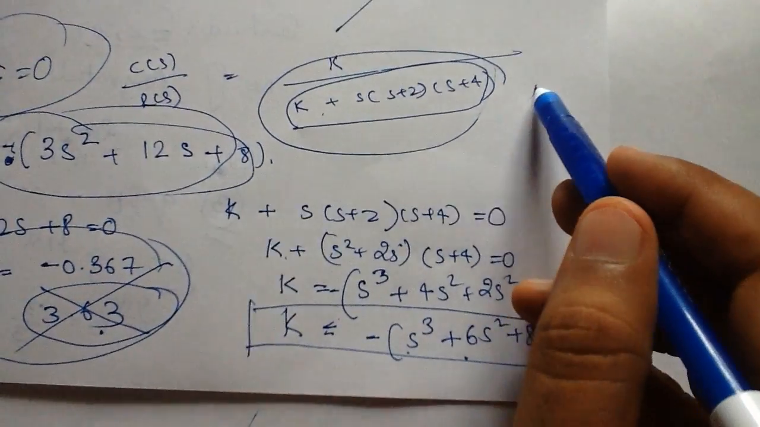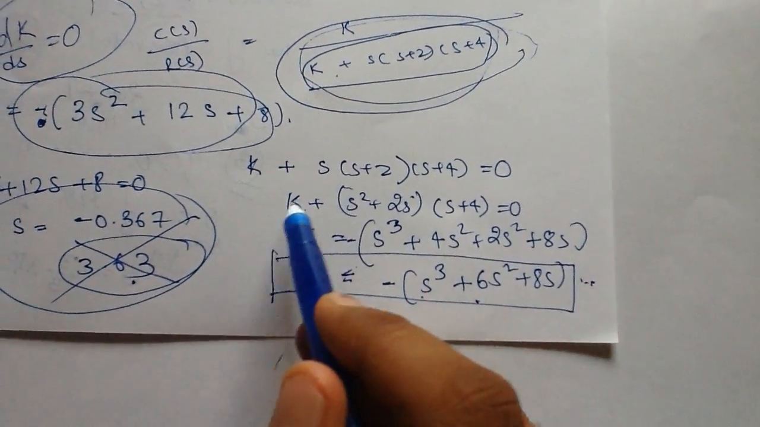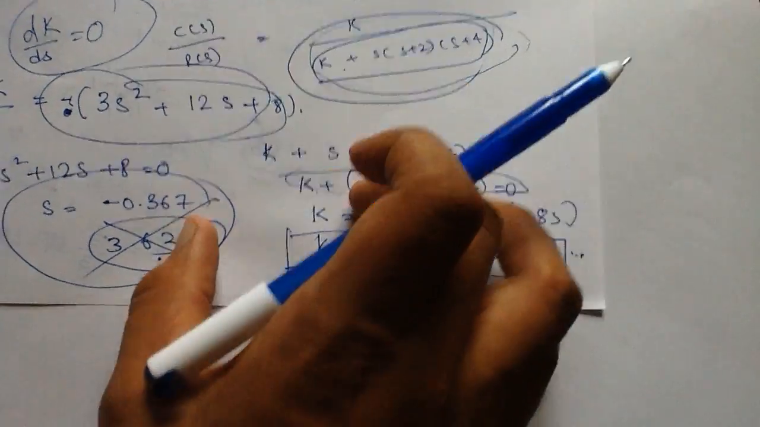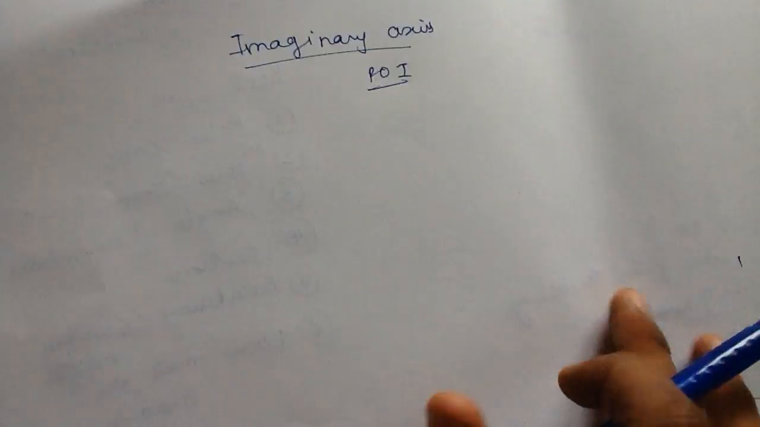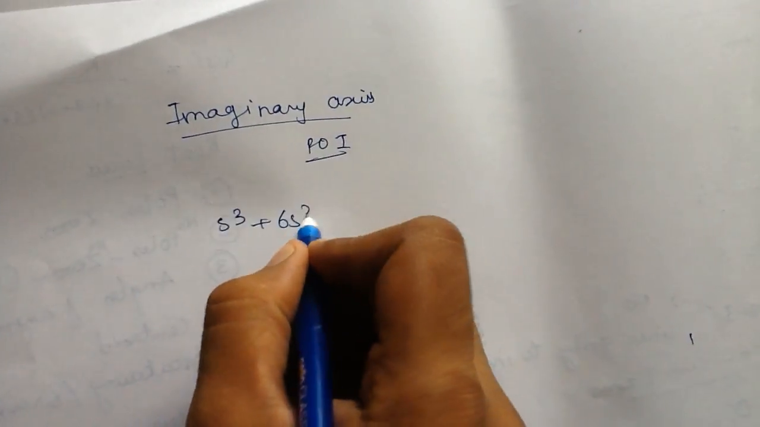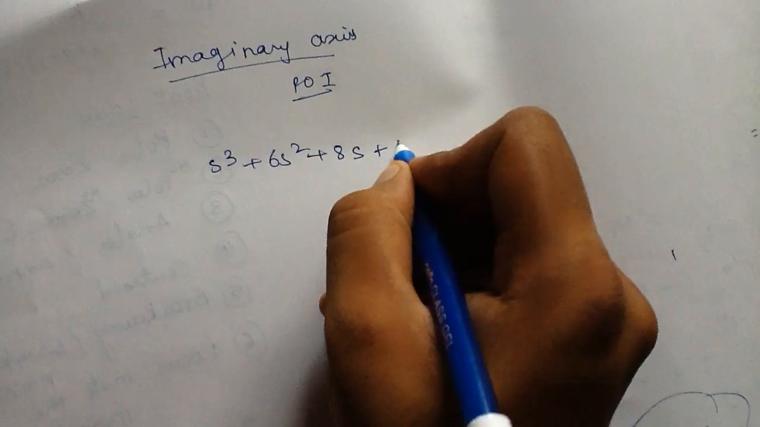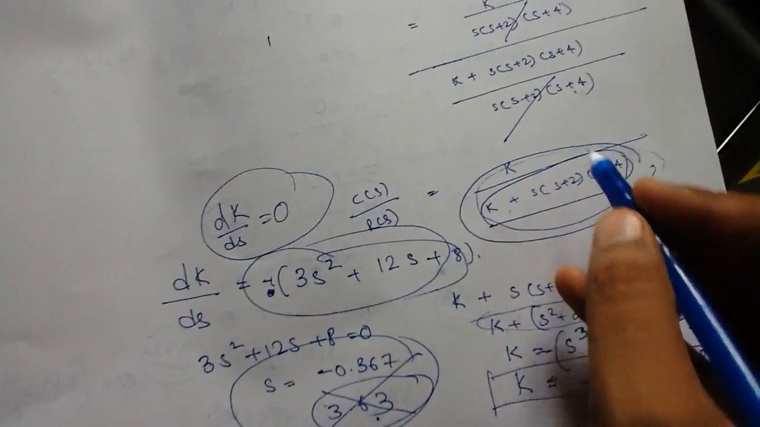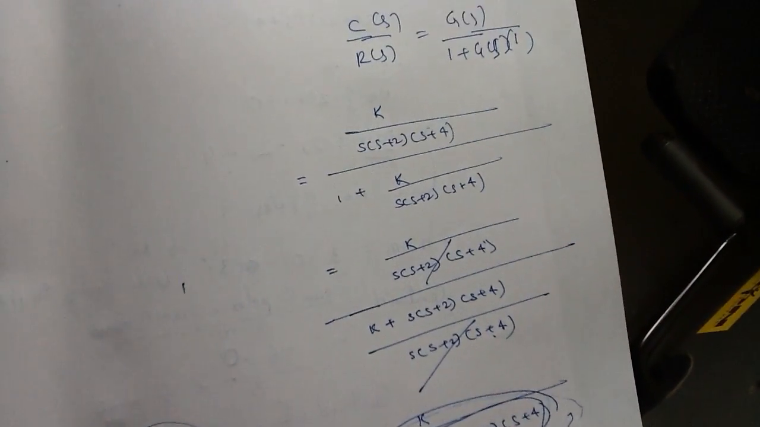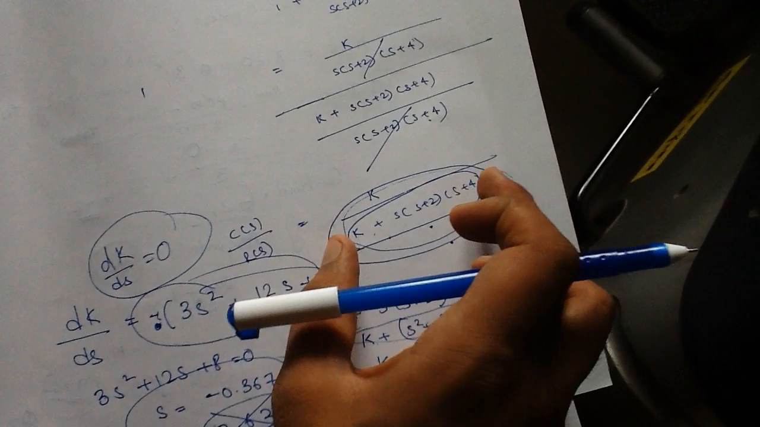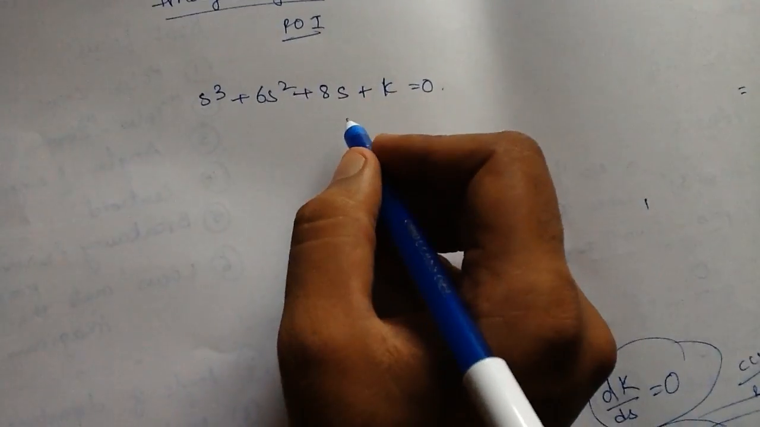For this, I am going to take the characteristic equation. This one is more simplified. If I send this whole term this side, I'll get a positive. So the characteristic equation is s cube plus 6s square plus 8s plus k is equal to 0. Remember which characteristic equation: we have found out the closed loop transfer function of the given transfer function, and its denominator is my characteristic equation.